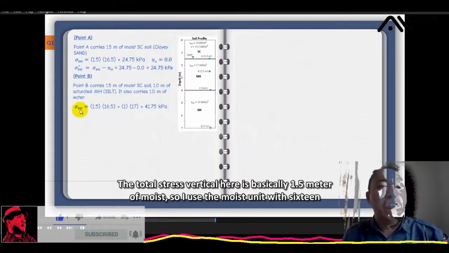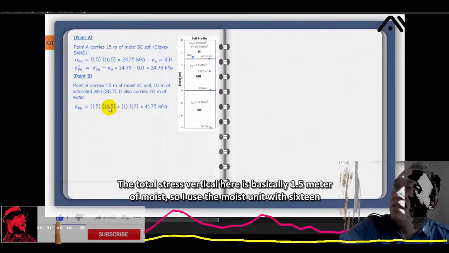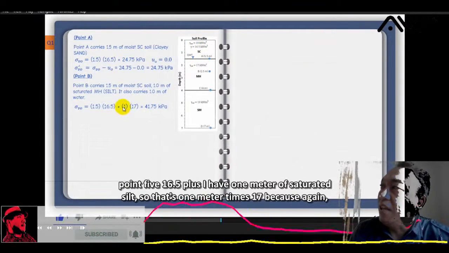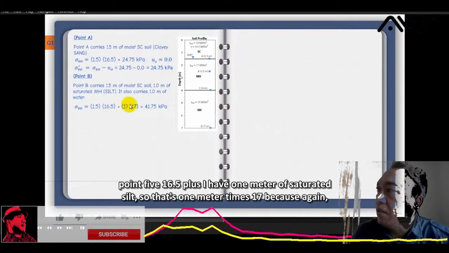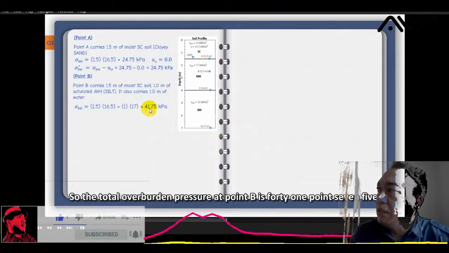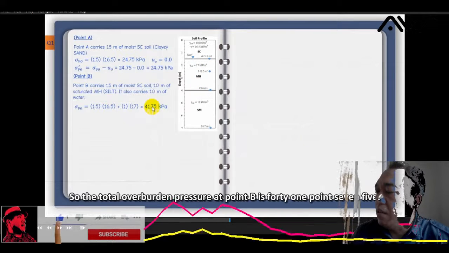The total vertical stress here is basically 1.5 meter of moist soil, so I use the moist unit weight 16.5, plus I have 1 meter of saturated silt. So that's 1 meter times 17, because gamma saturated is 17. So the total pressure at point B is 41.75.